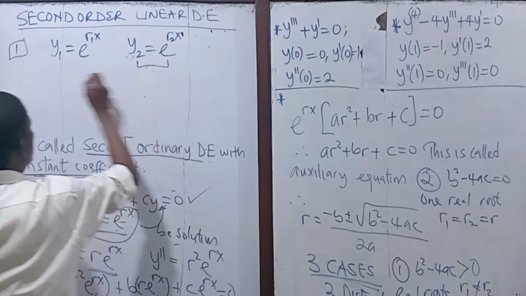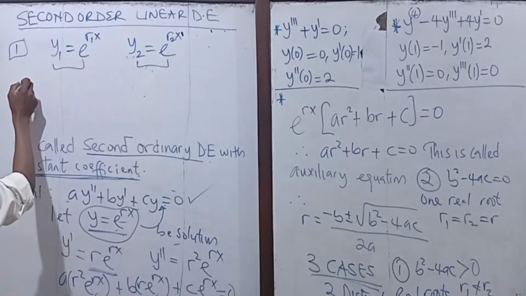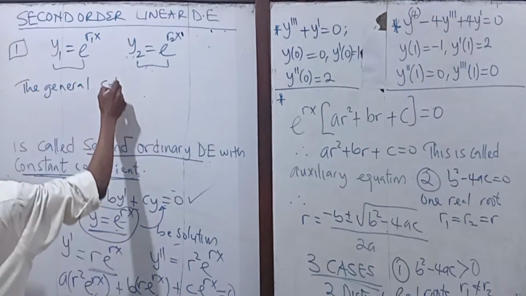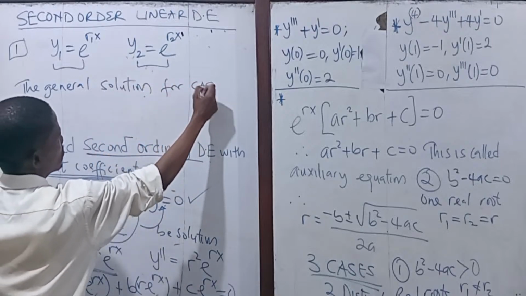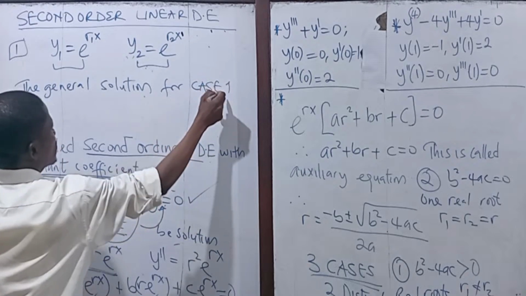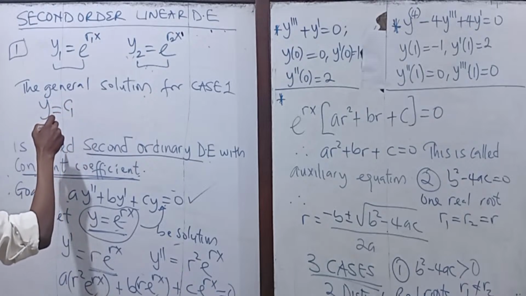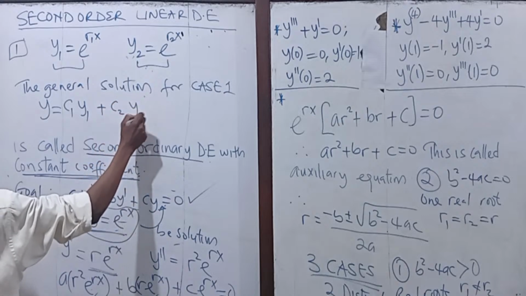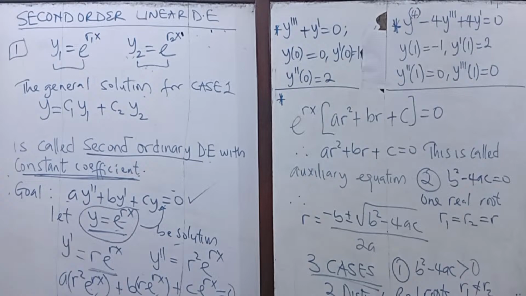So these are the roots of the auxiliary equation. So the general solution for case 1 will be y equals C1, which is a constant, times y1 plus C2 times y2. The y1 is this, the y2 is that, for the case of real roots.